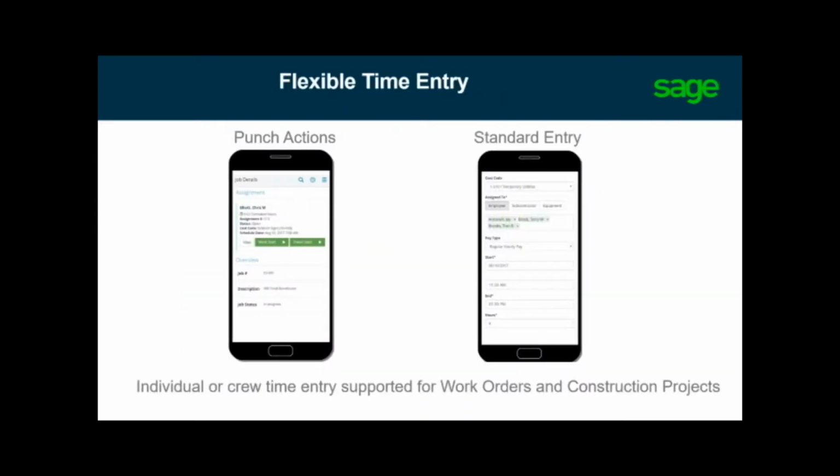With the time entry, we'll be taking a look at two different types of time entries. There's the punch action, which allows employees to start and stop whenever they're either on the job, traveling, or on a break. And then there's the standard entry on the right-hand side here, which is essentially entering in X hours for a specific work order, getting that information back to 300 CRE.